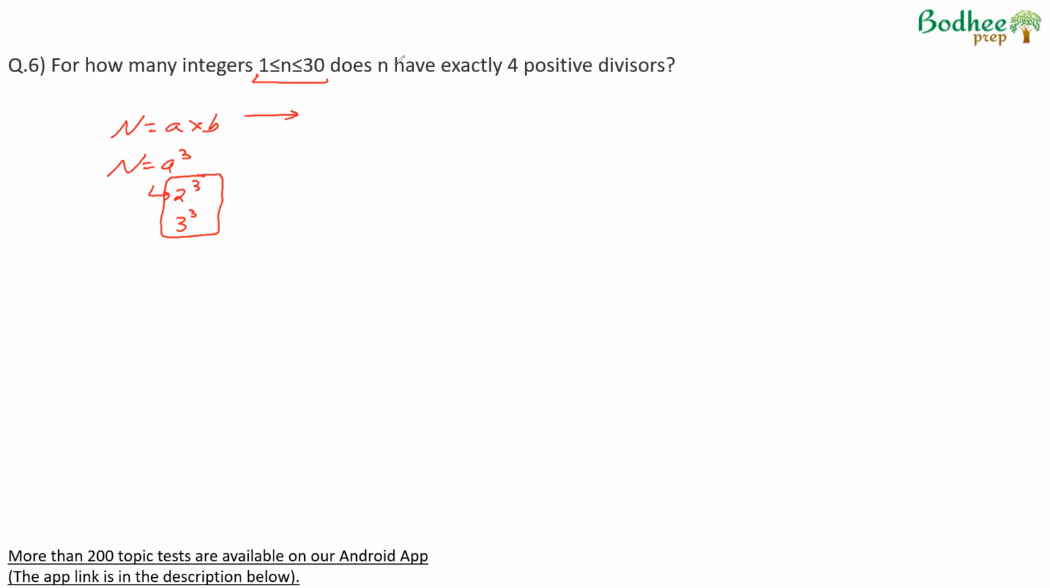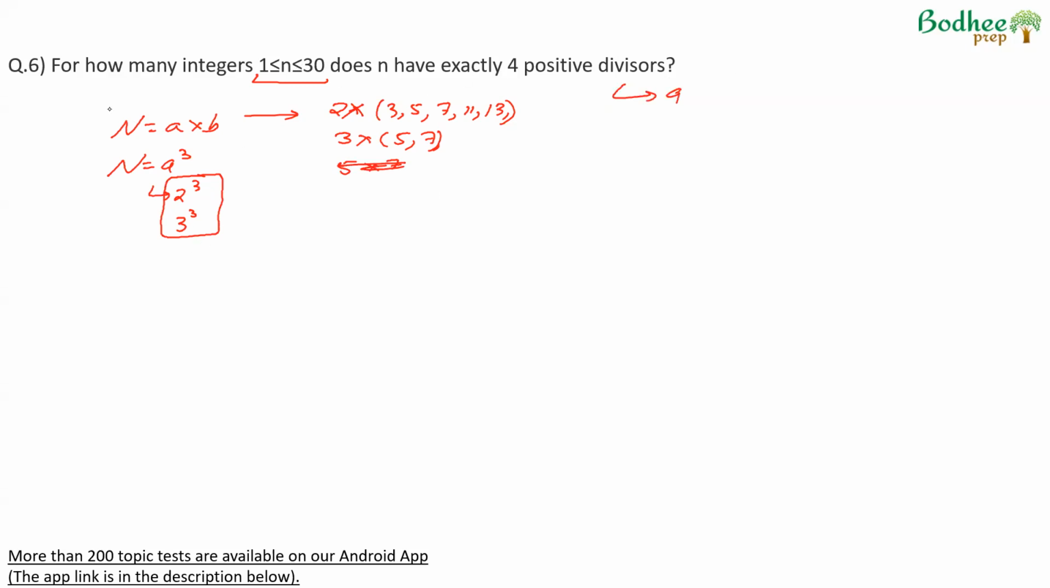In the first format, n could be 2 into b, where the possibilities for b could be 3, 5, 7, 11, 13, and that's it. Beyond 13, the product will cross 30. If a is 3, b could be 5, 7, and that's it. If a is 5, b cannot have any other value. 1, 2, 3, 4, 5, 6, 7, 8, 9. So 9 such cases are possible.